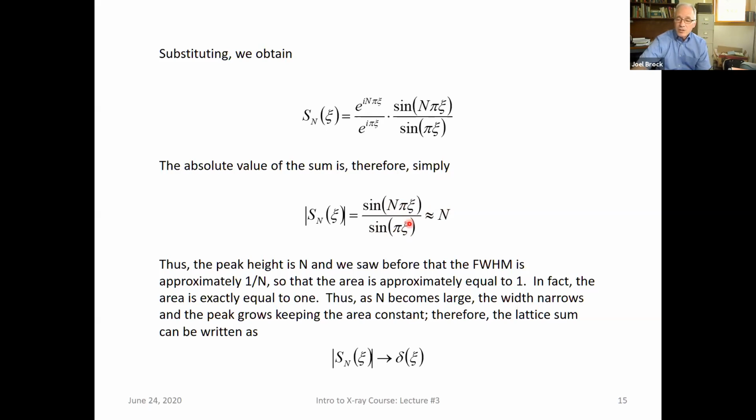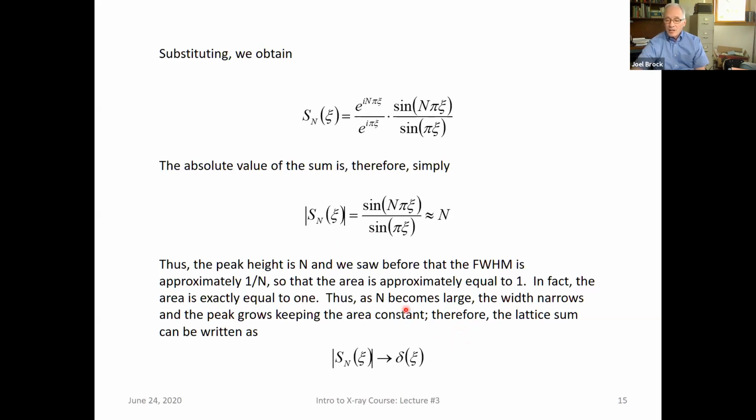In the limit when c goes to 0, the height of the peak is just n. So the amplitude of the peak is n. And we saw before that the full width at half maximum is approximately equal to 1 over n. So the area is approximately equal to 1, and if you actually do the integrals exactly, you'll find it's exactly 1. So as n becomes really large, the width narrows and the peak grows, keeping the area underneath it constant. And that's basically the behavior of a delta function.